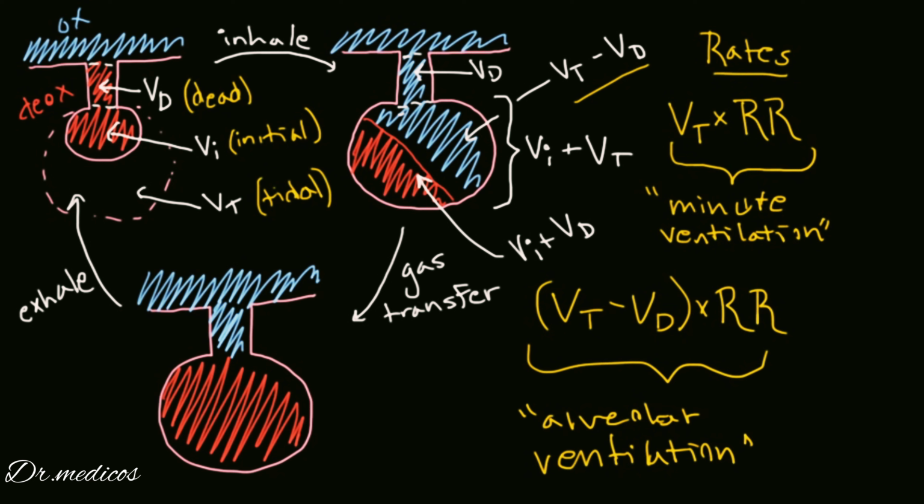And by the way, there are some fancy ways to write both of these. VT times the respiratory rate can be written as VT dot. And the dot signifies a rate. Meanwhile, this guy can be written as VA dot, where again the dot represents the rate and the A stands for alveolar.